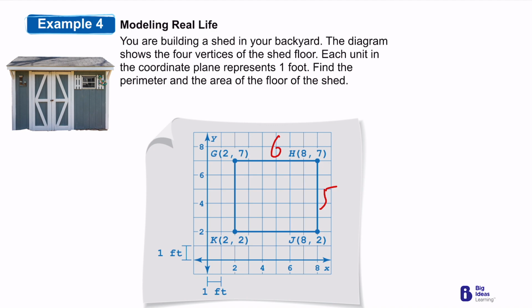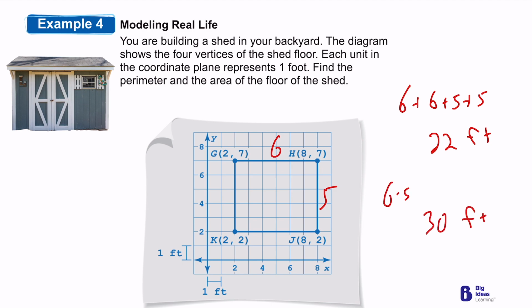So your perimeter is really easy. 6 plus 6 plus 5 plus 5. So 22. And it says each unit is a foot, so 22 feet. Your area, 6 times 5, that's 30, so 30 square feet.